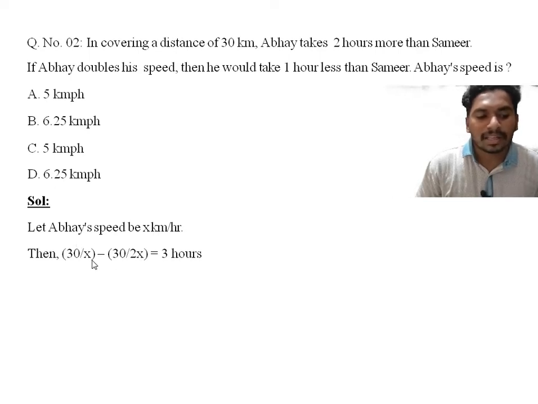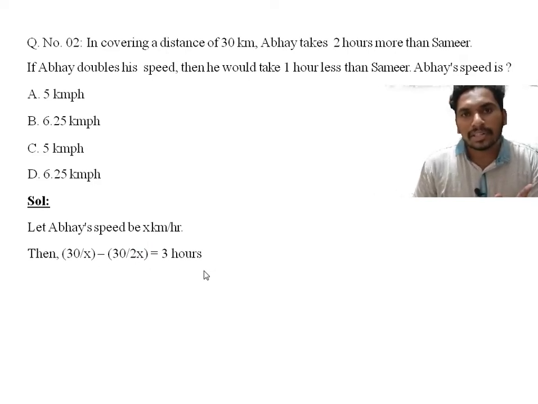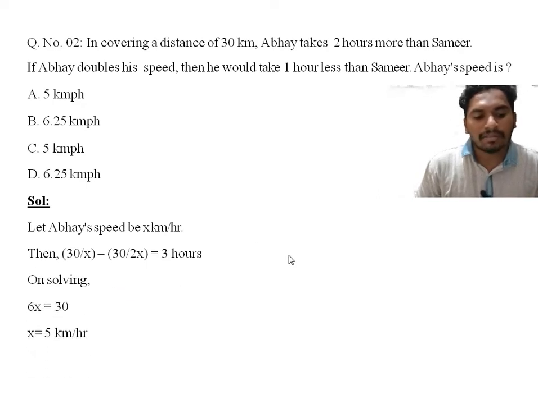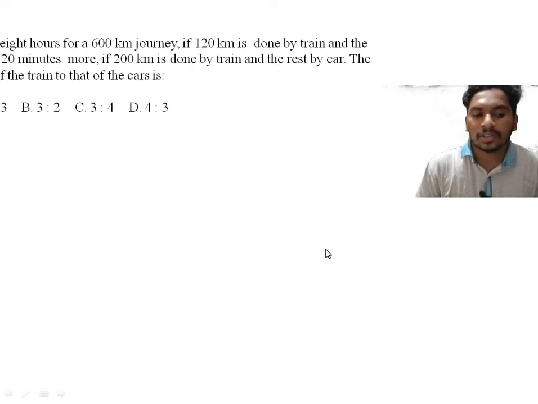You have to write this in this form. In case 1, the velocity is less, so you take more time, minus the second case where the speed is double, hence you take less time. The time difference between the two cases is 3 hours. If you just equate this, you can easily get the answer. That is x. x is nothing but the velocity, that is 5 kilometers per hour. So our answer is C.